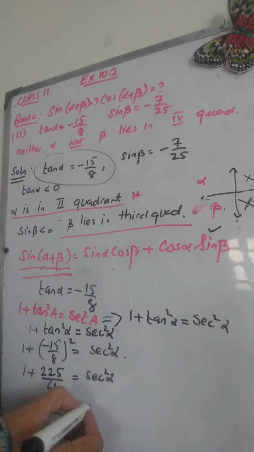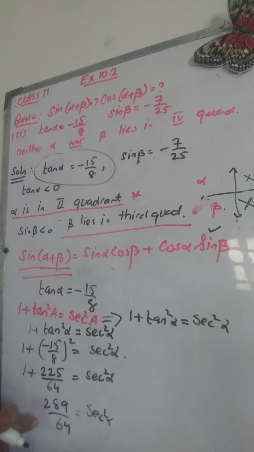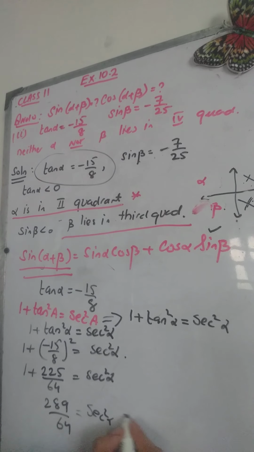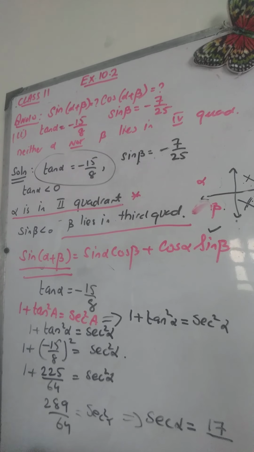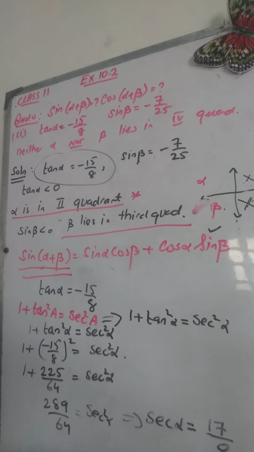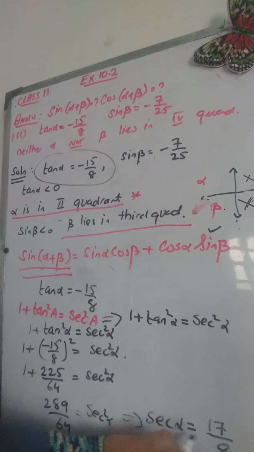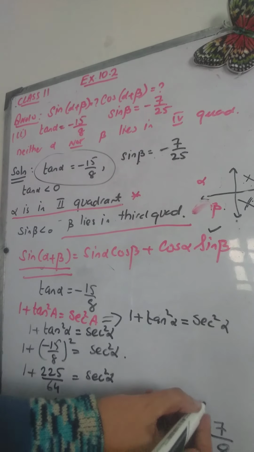Now secant square alpha is equal to 289 over 64. From here we can find secant alpha by taking the square root of these two. Square root of 289 is 17, and square root of 64 is 8. Now this can be plus as well as minus, we have to decide about it.